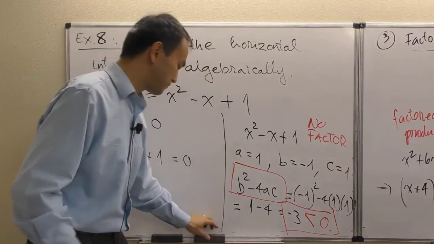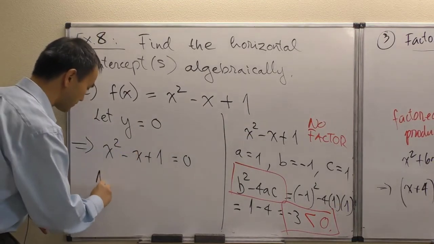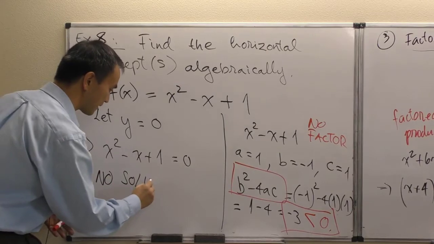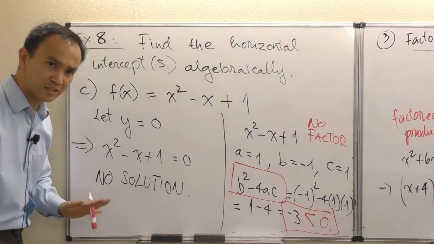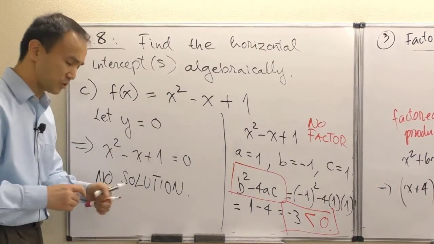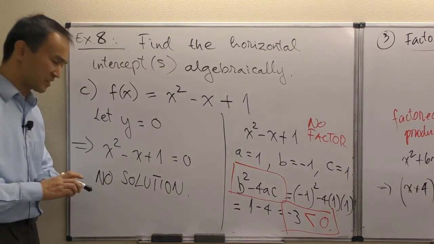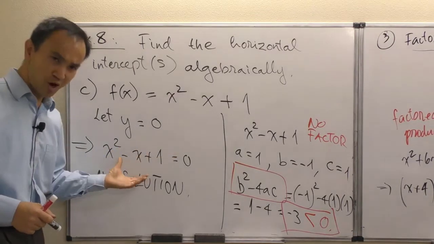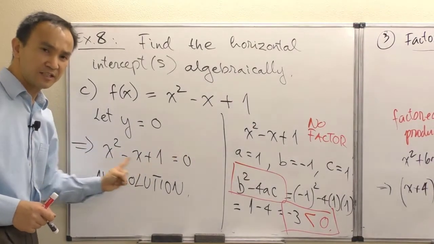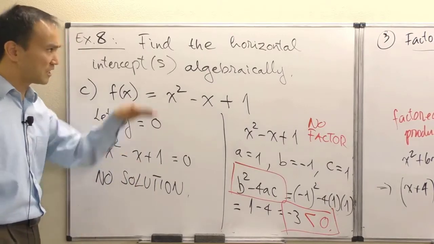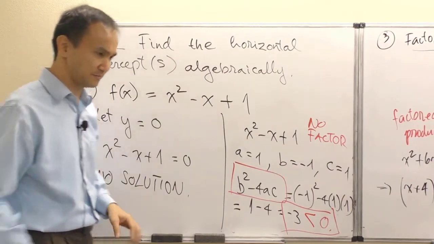Because it has no factor, this equation has no solution. But what's the further impact? Let me swing over to the graph, and I will also explain what no solution means. If it's simply a quadratic equation, no solution means we cannot find an x value satisfying the equality. But in our concept of understanding horizontal intercepts, what does no solution mean?